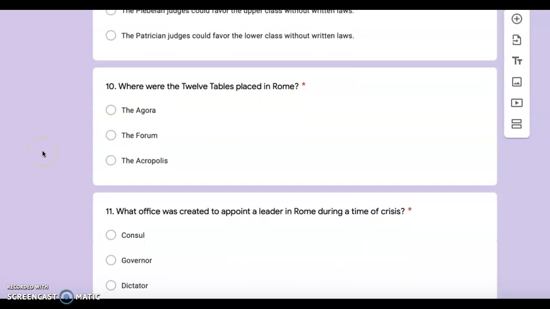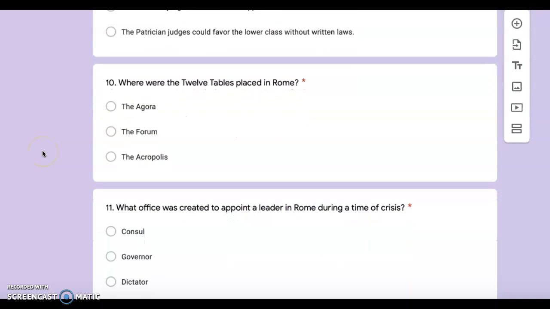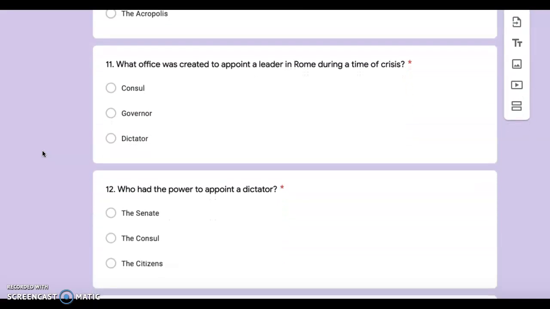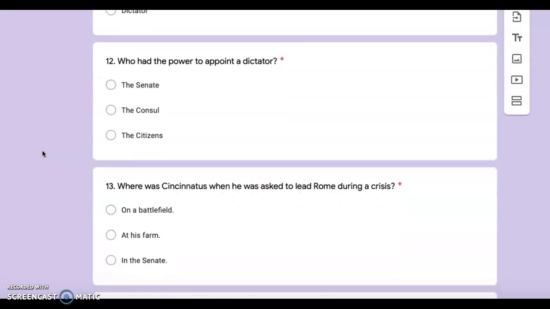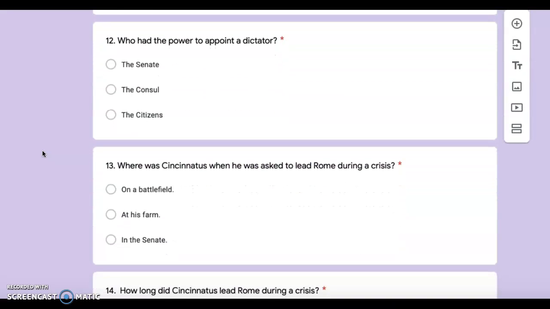Number 10. Where were the 12 tables placed in Rome? The Agora, the Forum, or the Acropolis? Number 11. What office was created to appoint a leader in Rome during a time of crisis? Consul, governor, dictator. Number 12. Who had the power to appoint a dictator? The Senate, the council, or the citizens?